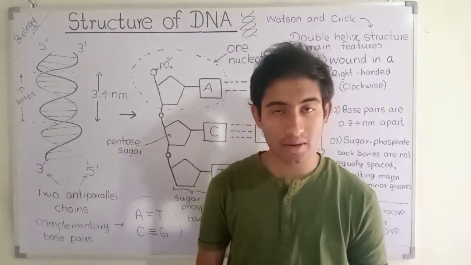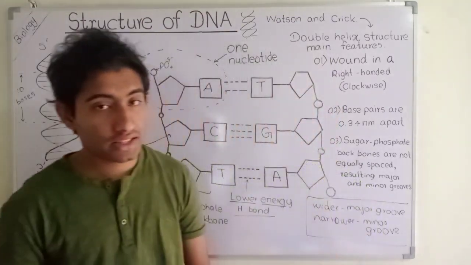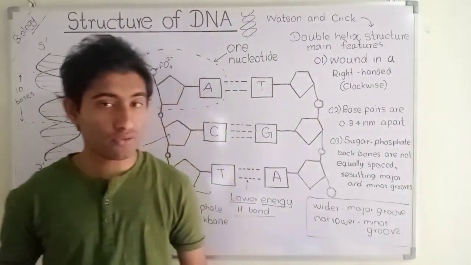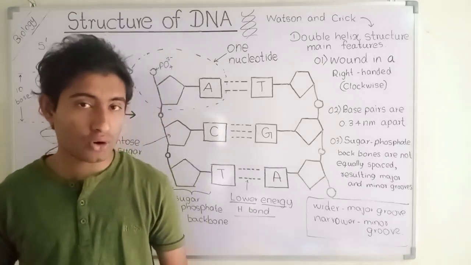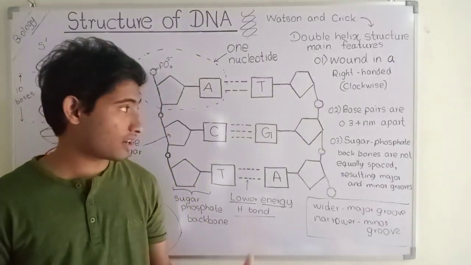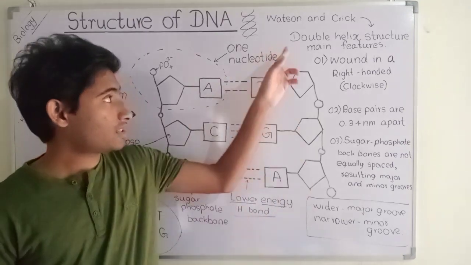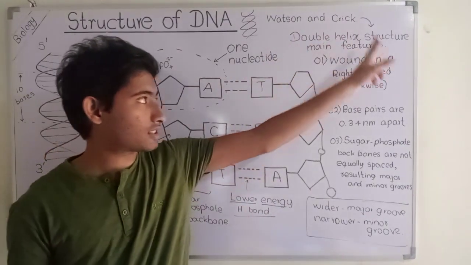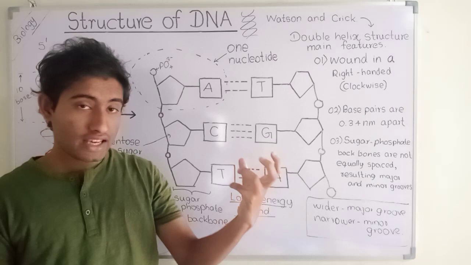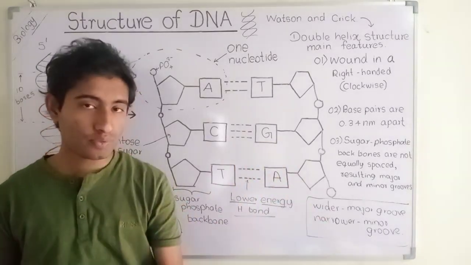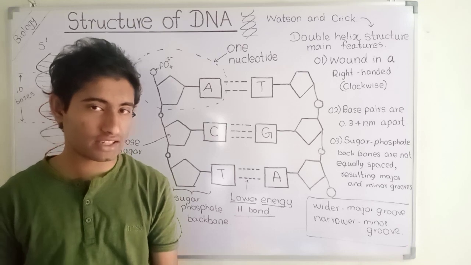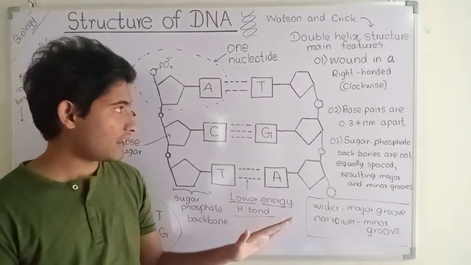Now we are talking about the structure of DNA. The structure was found by Watson and Crick, the two scientists. According to their observation, they called this structure the double helix structure. If we consider this DNA molecule, we can observe six major characteristics of it.